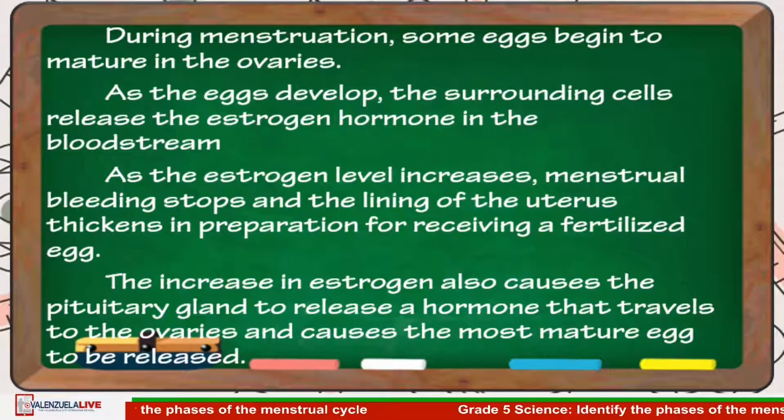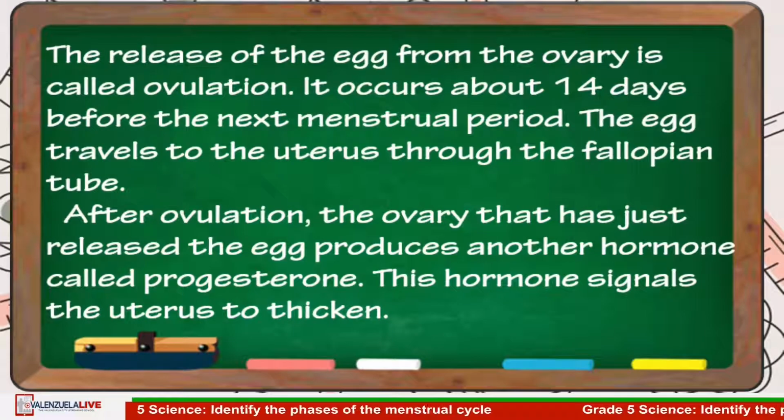As the estrogen level increases, menstrual bleeding stops and the lining of the uterus thickens in preparation for receiving a fertilized egg. The increase in estrogen also causes the pituitary gland to release a hormone that travels to the ovaries and causes the most mature egg to be released. The release of the egg from the ovary is called ovulation. It occurs about 14 days before the next menstrual period.